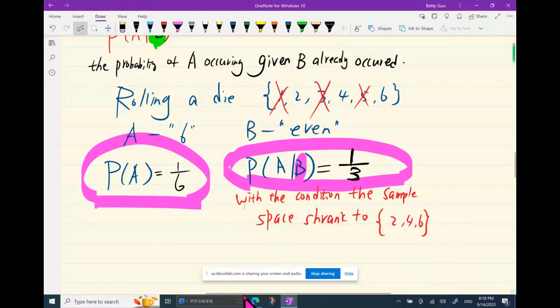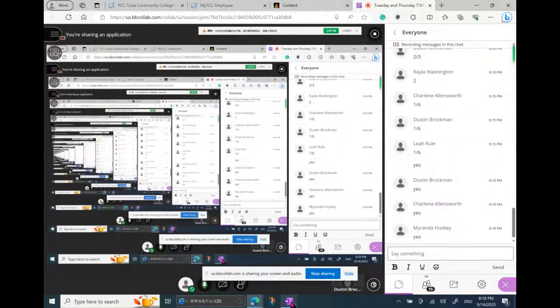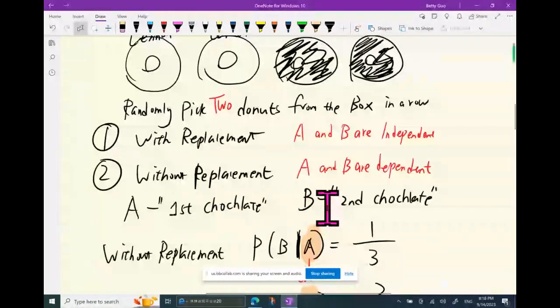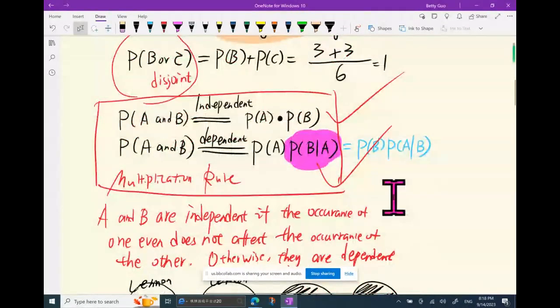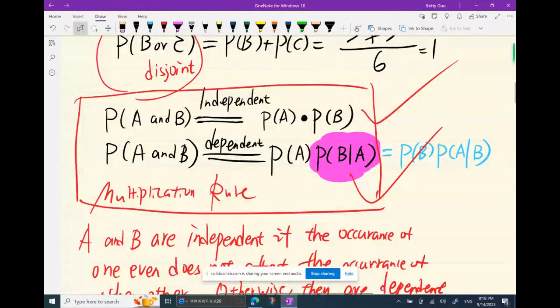Let me know. Are we good with the 2 formulas of the multiplication rule? Thank you, guys. So let me summarize a little bit about the multiplication rule. Multiplication rule is to find the probability of A and B. Whenever we need to find the probability of A and B, we need to consider, are those 2 events dependent or independent? We already understand the difference between independent and dependent. If it's independent, the formula is really simple: P of A and B equals P of A times P of B. Multiply together.